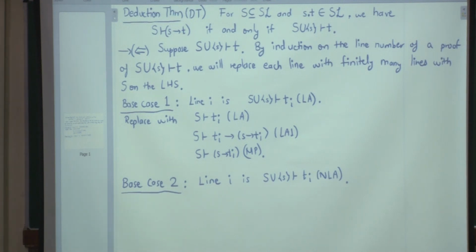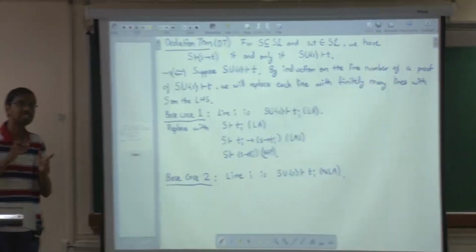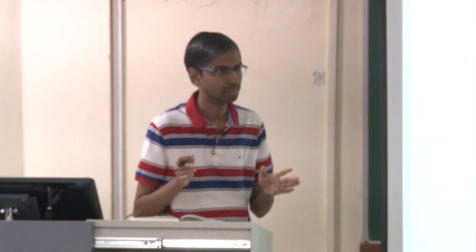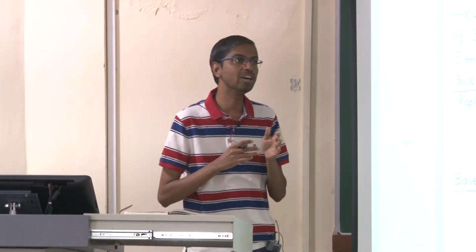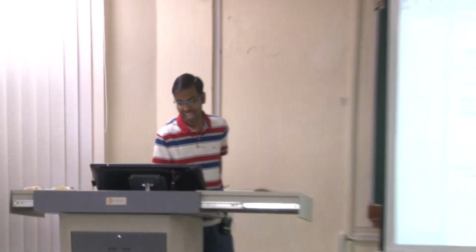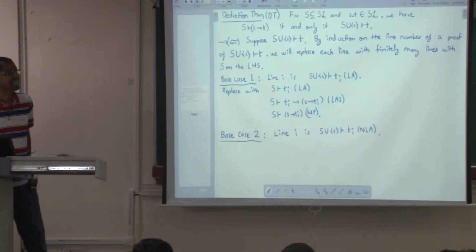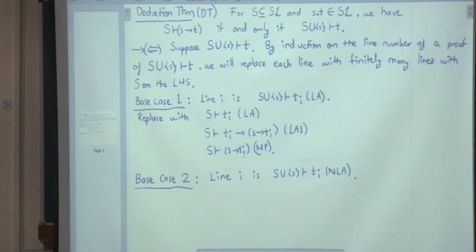Now that proof is a finite length proof. For that finite length proof, for each line we are going to replace that line, inductively of course, by a finite number of lines, so that the left hand side of the new proof always contains only capital S. Whenever we replace one line with something appropriate, if the line is S union singleton s proves Ti, then at the end we always need S proves s implies Ti. That's our goal.